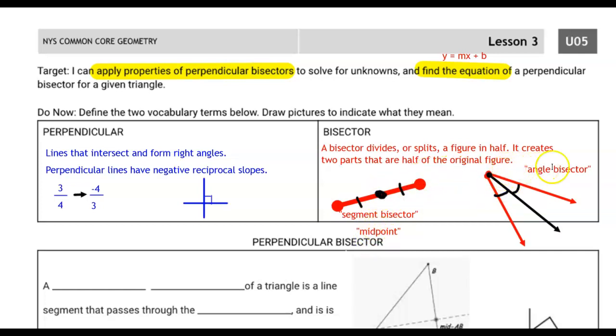Similarly, over here we have an angle bisector. We call this black line an angle bisector because it splits this red angle into two equal parts. You can see that they both have this one arc, that means they're equal to each other. So those are two equal parts that are half of the original figure. And now if this little angle here is, let's say, 15 degrees, this would also be 15 degrees, and the whole entire angle would be 30. If this little line segment here was 10 inches and this was 10 inches, the entire line segment would be 20 inches, right?